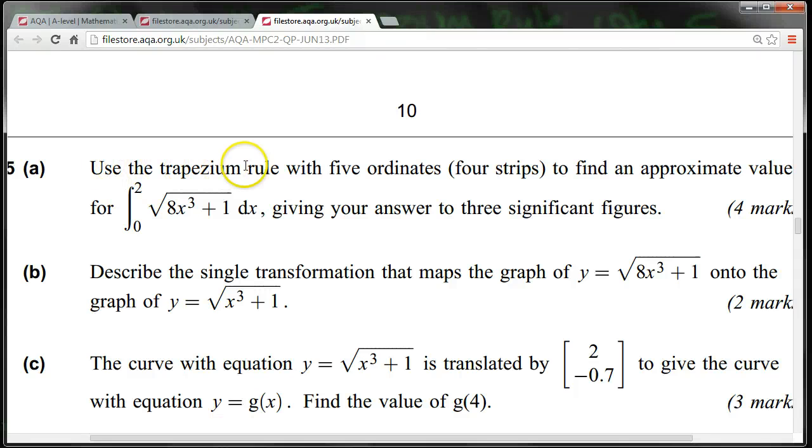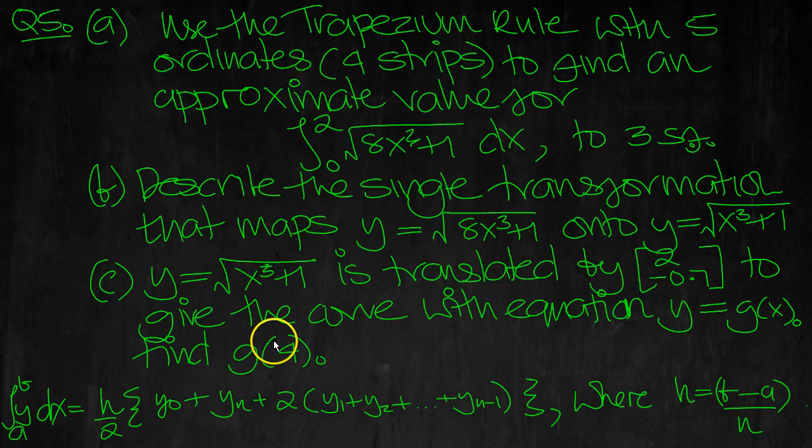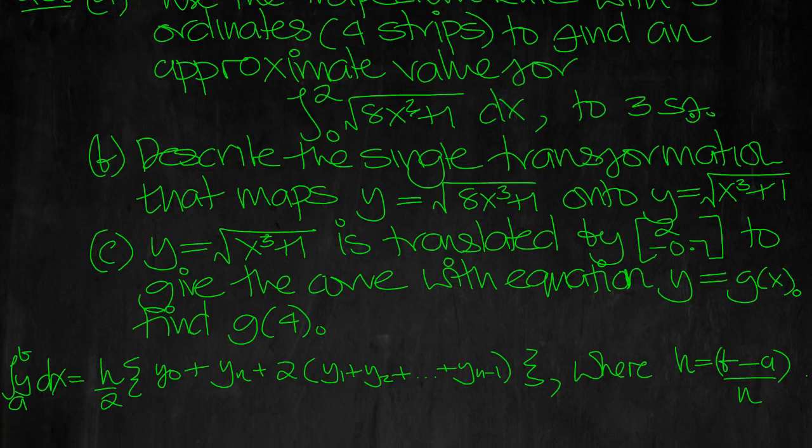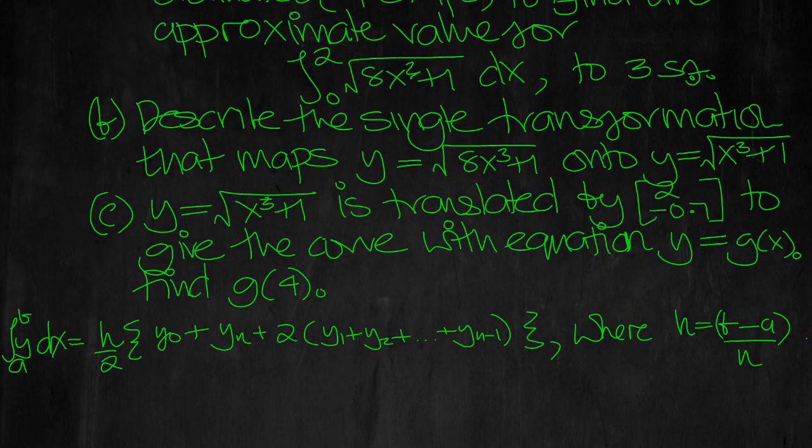Okay then, here's the question then. Parts A, B and C. And I've got it summarised here. The first part is a trapezium rule, so let's have a go at that then. 5 ordinates, 4 strips to find an approximate value for this: the integral of the square root of 8x cubed plus 1 between 0 and 2.